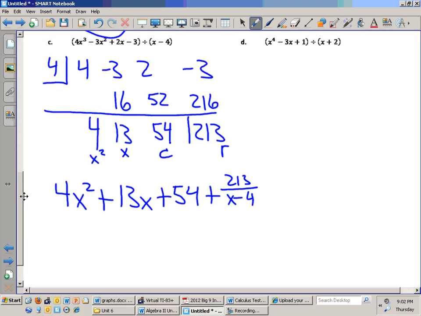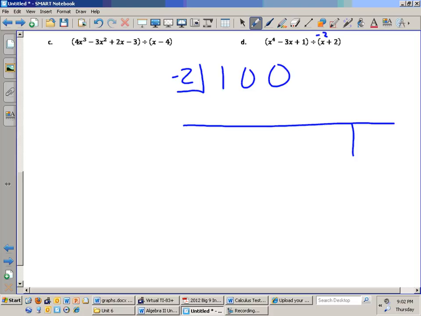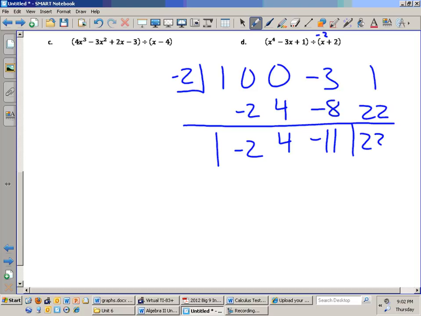And finally, the last one. Give myself some room here. Negative 2 is what you plug in to get 0. Negative 2. Draw my line. Remainder. 1x to the fourth. 0x to the third. 0x squared. Negative 3. Positive 1. Drop down the 1. Negative 2 times 1. Negative 2. 0 plus negative 2. Negative 2. Negative 2 times negative 2. 4. Add 4. Negative 2 times 4. Negative 8. Add 11. Negative 2 times negative 11. 22. Add, get 23.